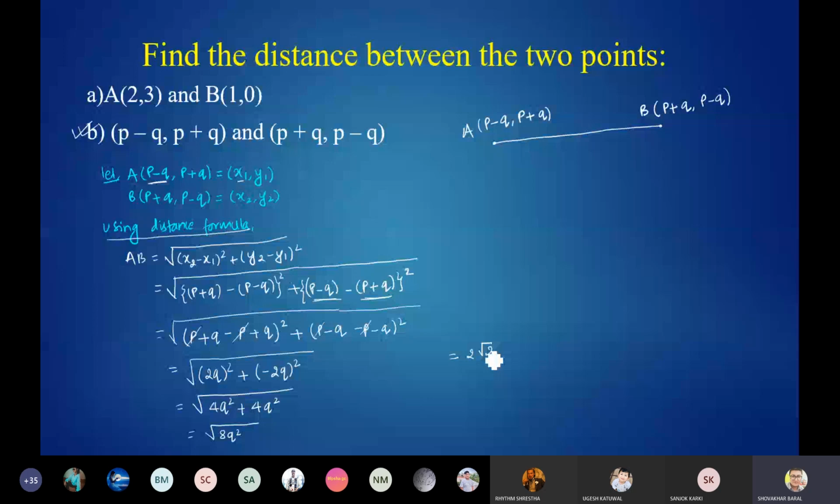Okay. Let me do it in rough here. 2 4 is 8. 2 2 is 4. So it is 2 into 2 into 2 root over 2 square into 2. It is equals to 2 root over 2. Okay. So root over 8 is 2 root 2. You can simply use the calculator also to find this. So 2 root 2 Q units. And root over Q square is Q. So this is the distance.